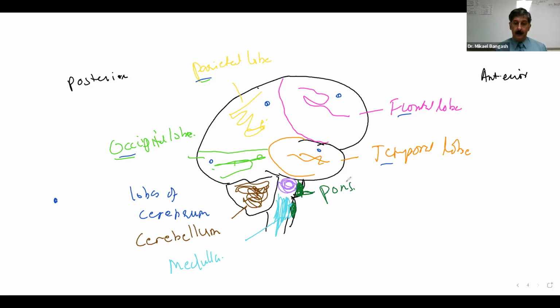And guys, once we start talking about the blood supply of the brain, you will come across the pons. This little structure here, all together, is what can be referred to as the brain stem.